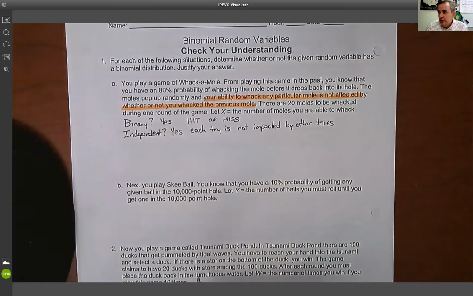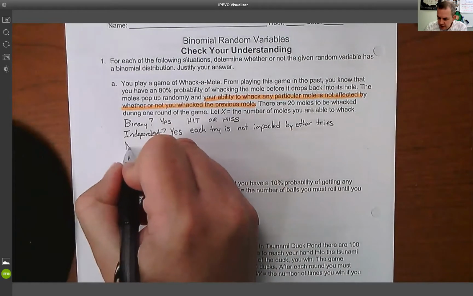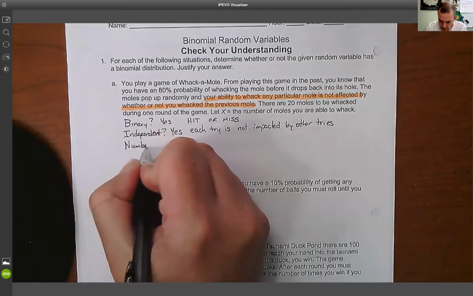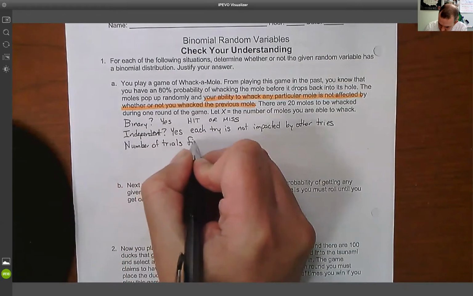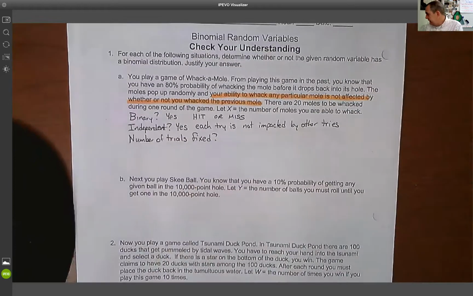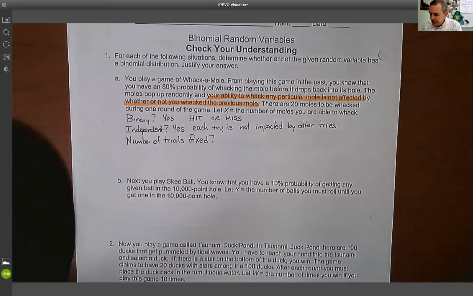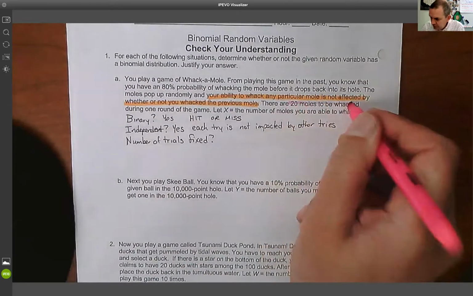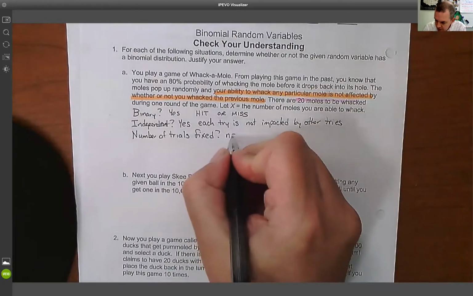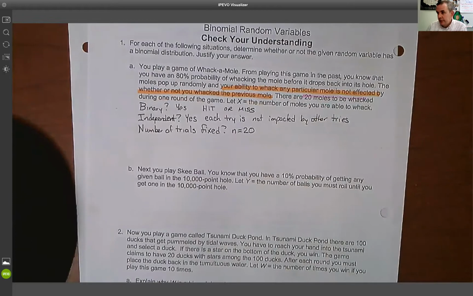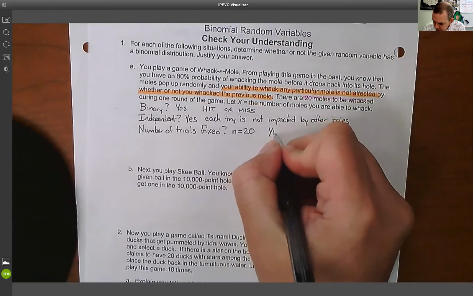Okay. The next thing we're looking at is, is the number of trials fixed? In this case, the answer again is yes, because it says there are 20 moles to be whacked. So we know in this case that our n is 20. So yes, it is a fixed number of trials.